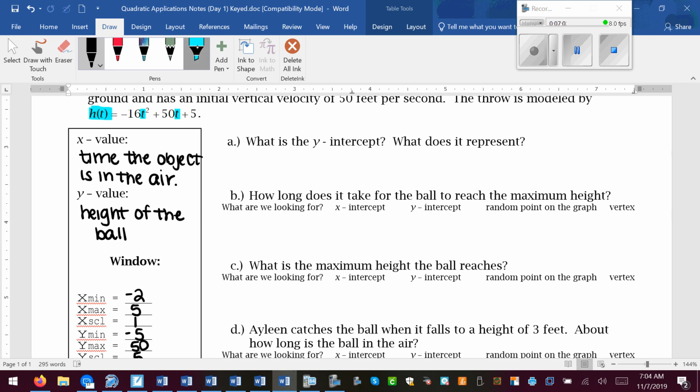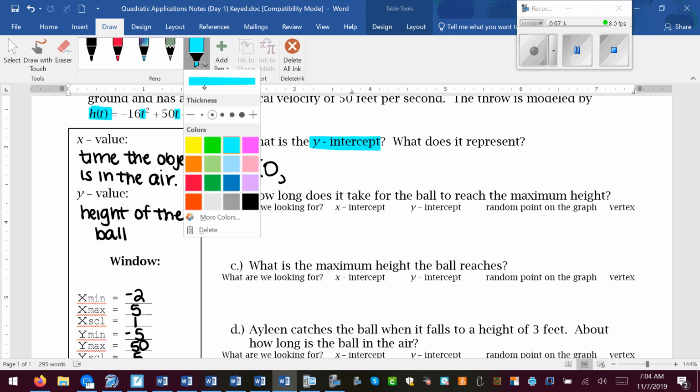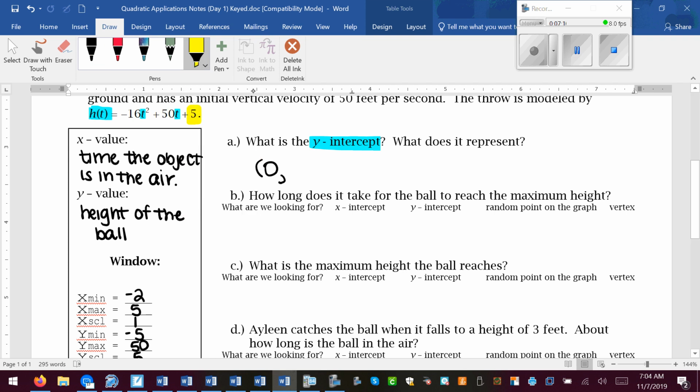So part A says, what is the y-intercept? By now, you should know that the y-intercept happens when the x value is 0. If I go to my equation and I plug 0 in for t, I should be left with the constant, since this equation is in standard form. So my y-intercept is (0, 5). The question says, what does this represent? Because we're not actually going to say, what's the y-intercept? We're going to ask you in context of the problem.